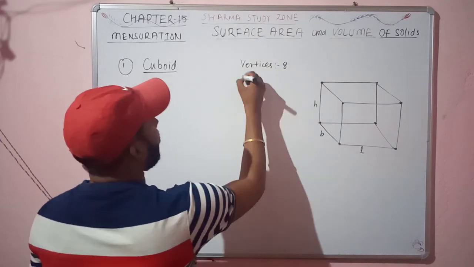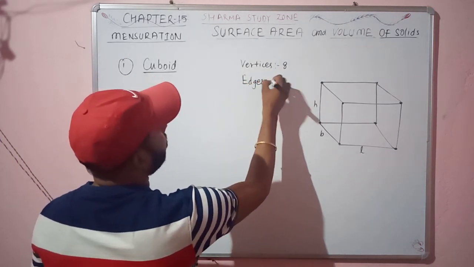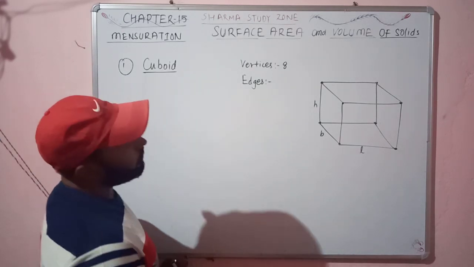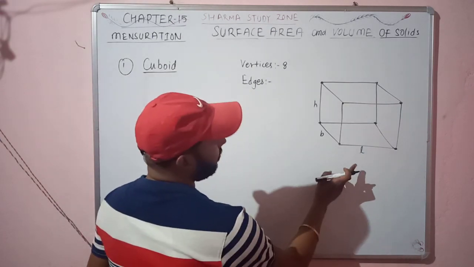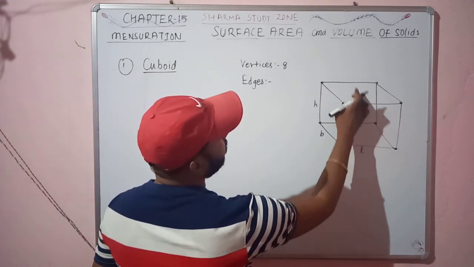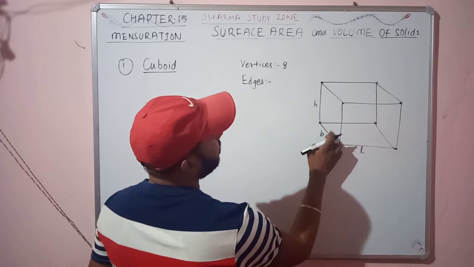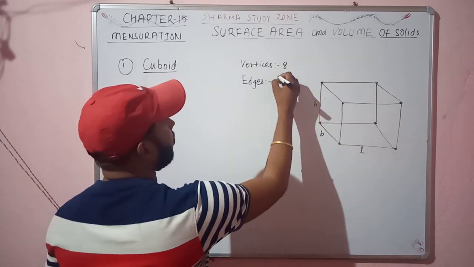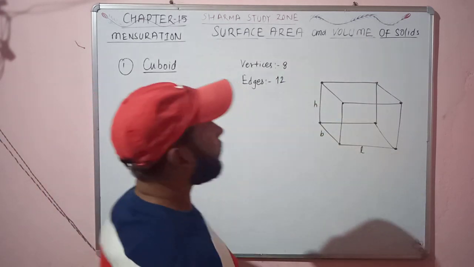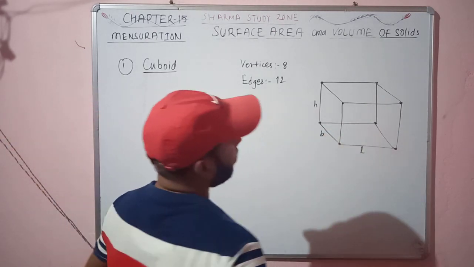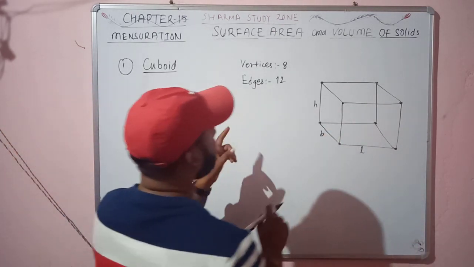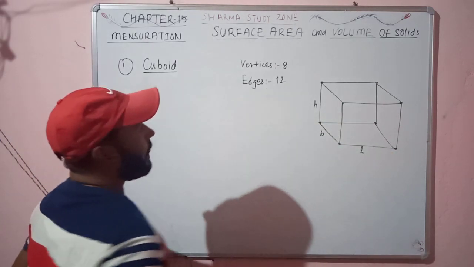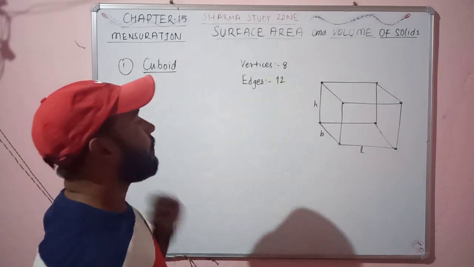Now edges. How many lines are you able to see in this cuboid? If I count 1, 2, 3, 4, 5, 6, 7, 8, 9, 10, 11, 12. There are 12 edges, which means 12 straight lines. I think you will be able to see the 12 lines. These straight lines are known as the edges. So we have 8 vertices and 12 edges.